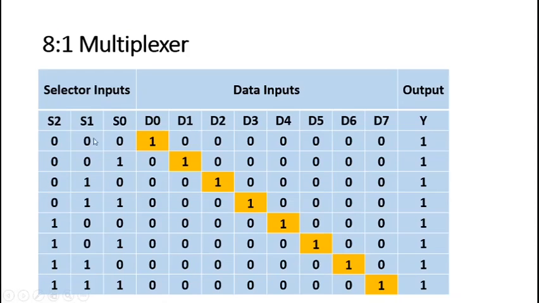Now let us look into the truth table. When S is 011, D3 is selected, D3 is 1, so the output is 1. When the entry for S is 100, D4 is selected, D4 is 1, so the output is 1.